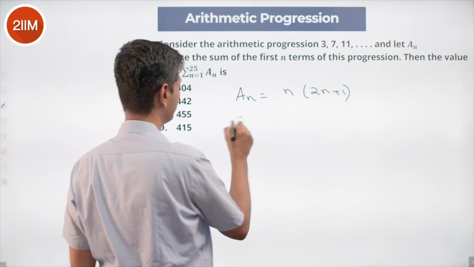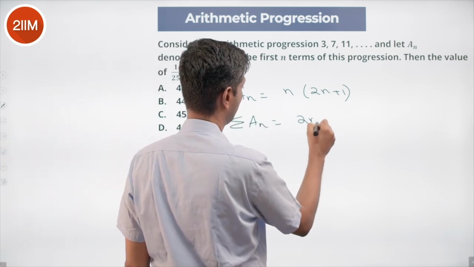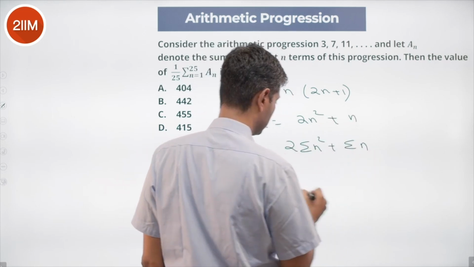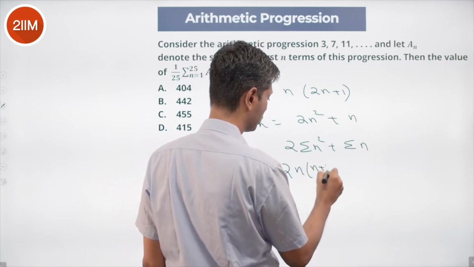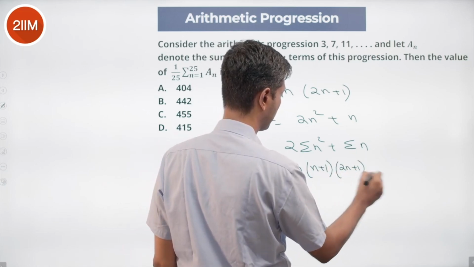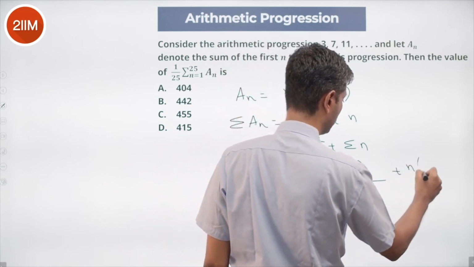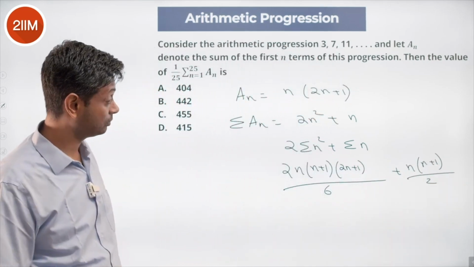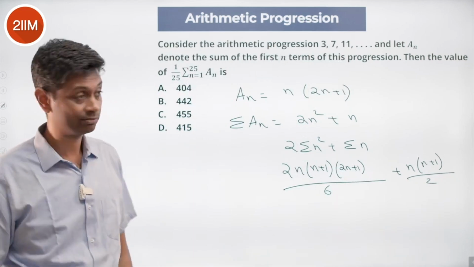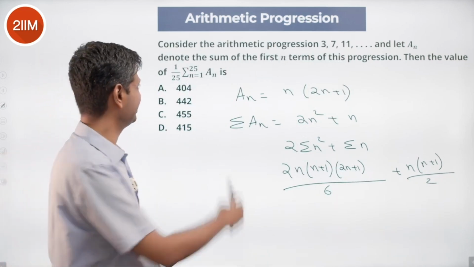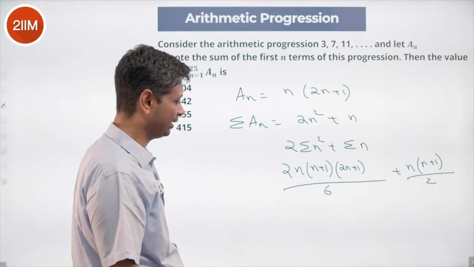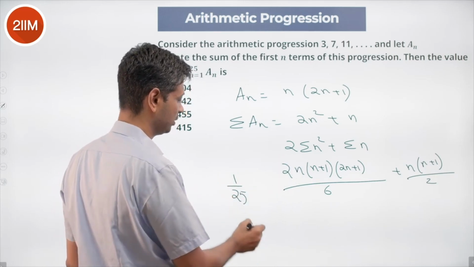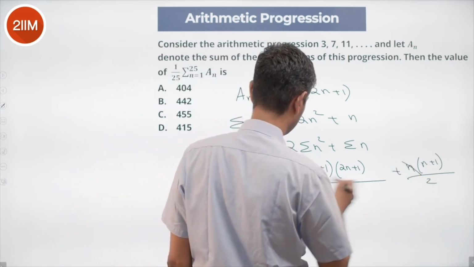So what do I do? I do summation a n of 2n square plus n. 2 times sigma n square plus sigma n. 2 times n into n plus 1 into 2n plus 1 by 6 plus n into n plus 1 by 2. Into this I substitute n equal to 25 and then divide by 25. We have a 1 by 25 outside. I'm going to do for 1 to 25, or put n equal to 25 and do a 1 by 25. N is 25, so cancel 25 completely.